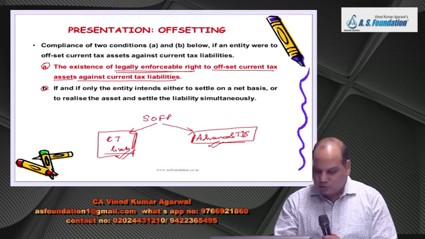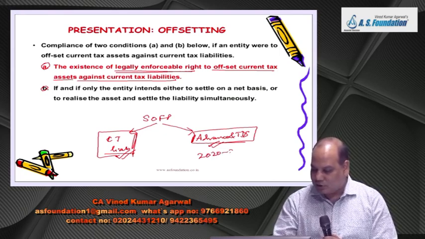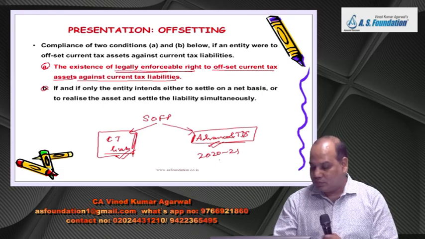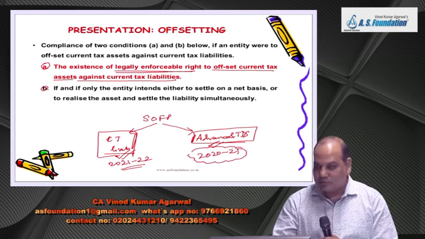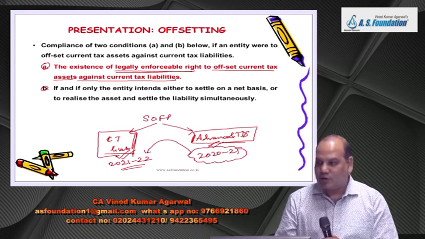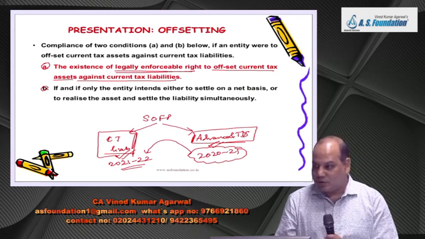And one more thing, you tell me, I need to check. Suppose you have paid advance tax for financial year 2020-21, and the current liability is for 2021-22. Can this advance tax paid be set off against this liability? No. You will get a refund from the government separately. So in that case you can't set off. Is it right?